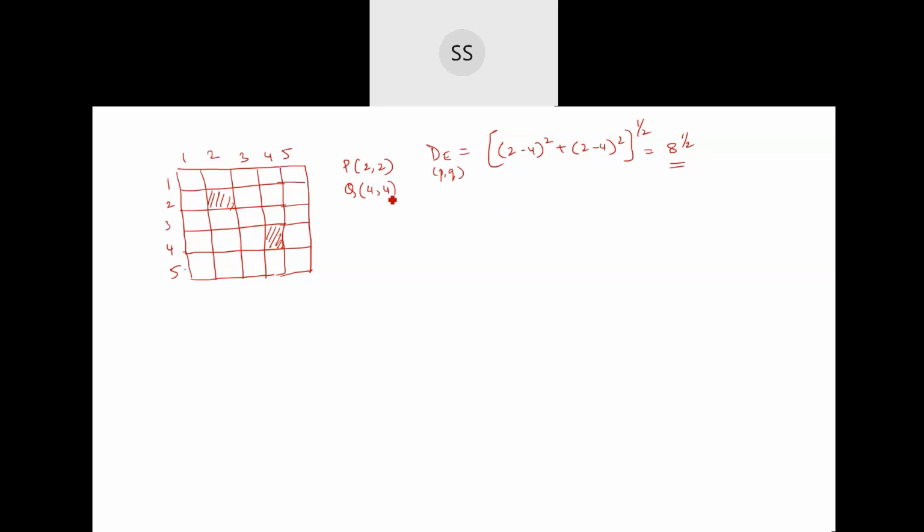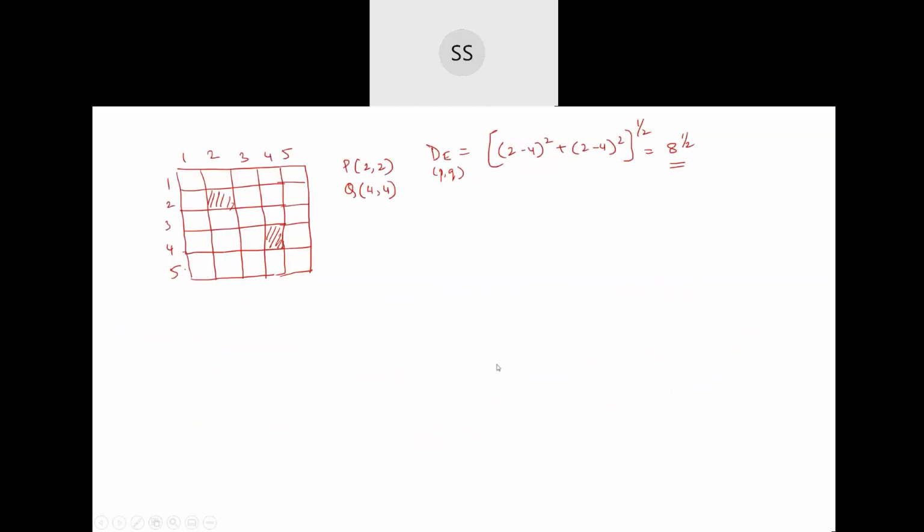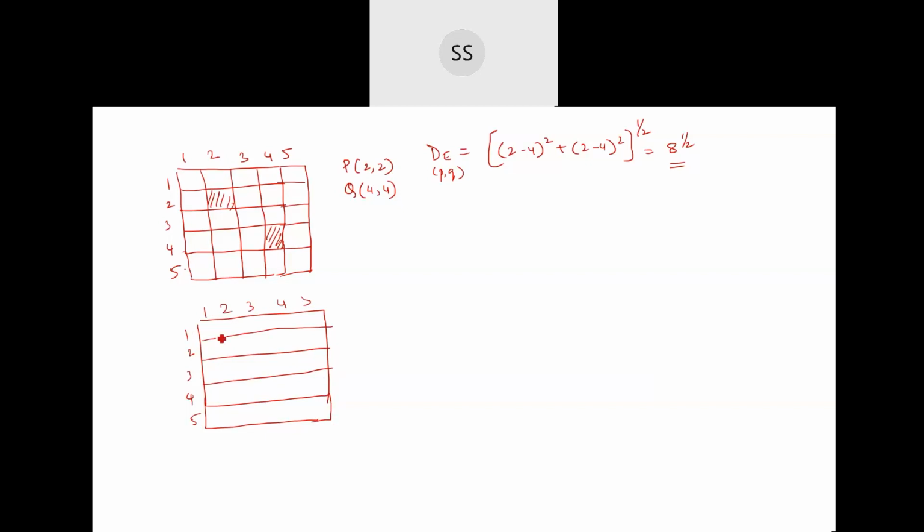Now if you want to do it on the basis of blocks, we have studied two types: one is the city block and the other is the chessboard type. How do you do it? The same example I'm going to take, and you can just see the diagram and understand how they distinguish their neighbors. 1, 2, 3, 4, 5.